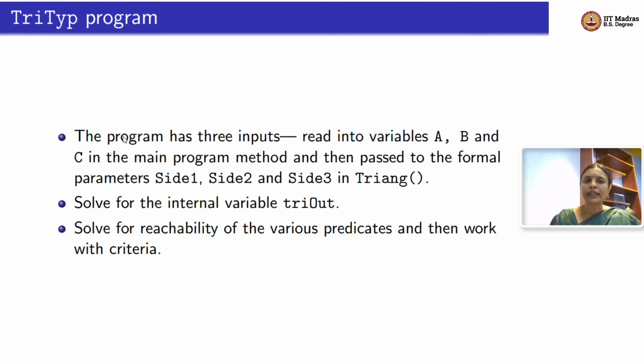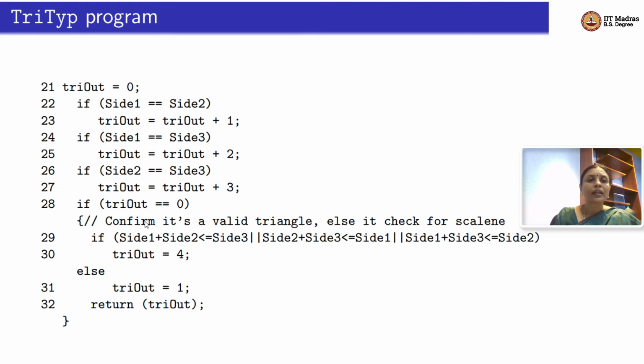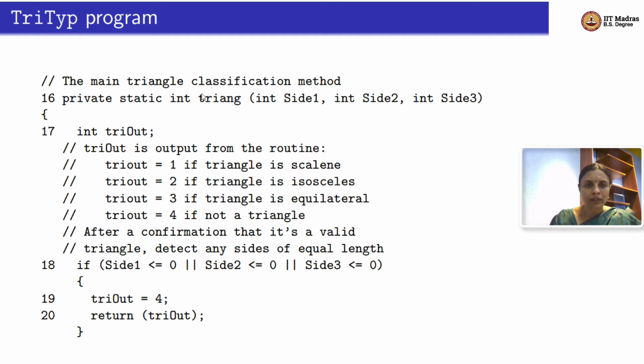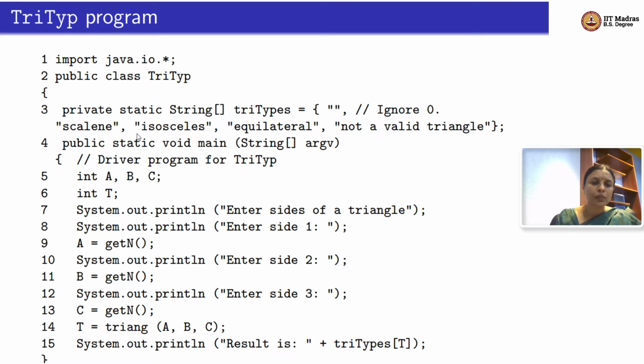So this program basically, as I told you, has 3 inputs read into variables A, B and C, passed to side 1, side 2, side 3 in the triangle. We have one more point. If you see this method triang here has an internal variable at line 17 called tryout. This tryout is what is passed back as T.